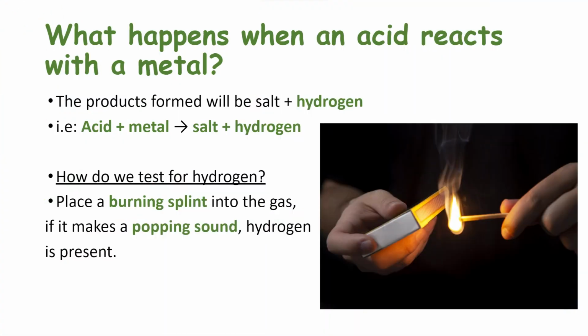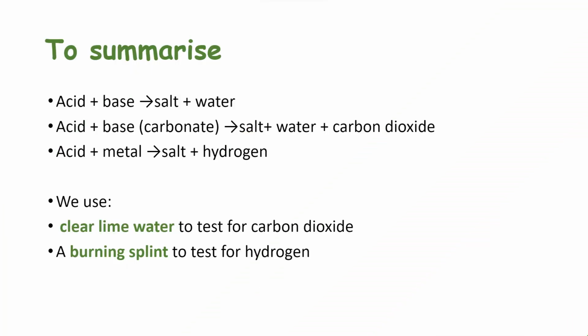One more reaction for you to be familiar with is what happens when an acid reacts with a metal. In this case, the product formed will be salt plus hydrogen. We can confirm whether hydrogen is being produced by placing a burning splint into the gas released. If it makes a popping sound, we know that hydrogen was released. I have summarized the equations for you. You can take a picture or write it down on your study notes so that you can go over them at a later stage.